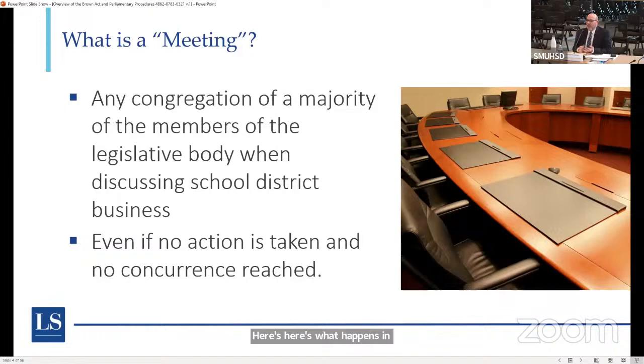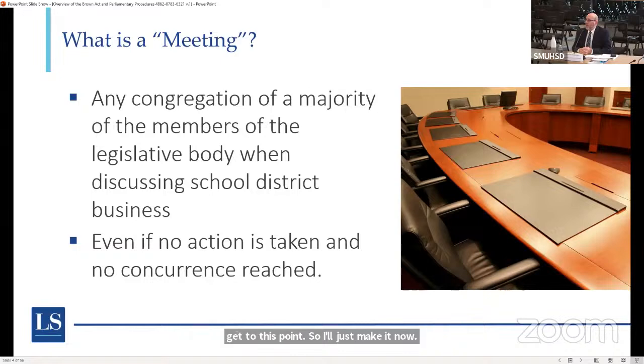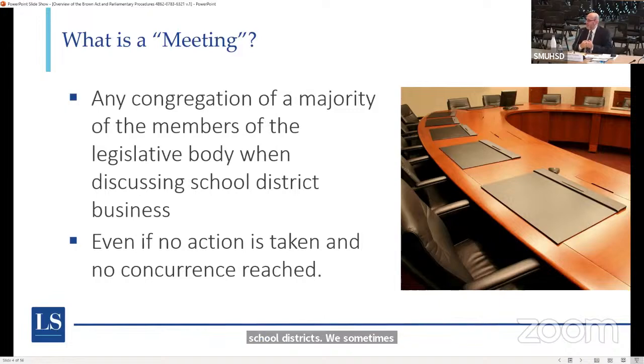Yeah. And, you know, at some point I was going to get to this point, so I'll just make it now. Usually when you hear about the Brown Act is when the board makes a decision and somebody's unhappy with the decision. And so somebody is trying to unravel your decision. One of the first things they'll do is they'll start looking at the Brown Act. And I don't blame them for it, because we represent school districts. We sometimes butt heads with cities. And if I'm butting heads with a city, one of the first things I do is I start watching the tapes of the city meetings, and I start making public records requests, and I try to find the Brown Act problems, because I want to find a way to force them to unravel something they've done.